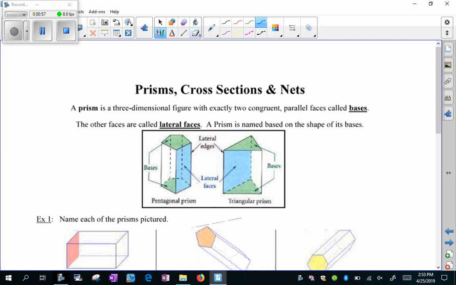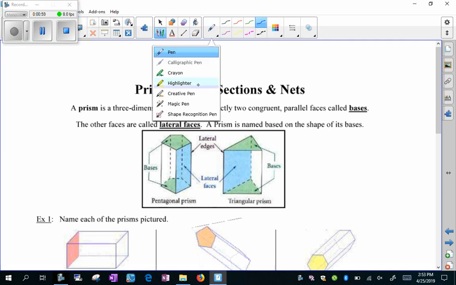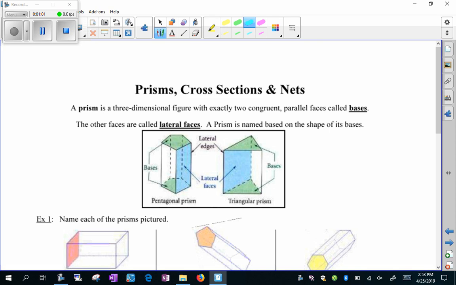So I'm going to start highlighting some key information there. First, a prism is 3D, solid. We know that from our past. It has two congruent parallel faces, we've discussed that quite a bit, that are called bases. That's important, because that's how we're going to name our prism, and that's in our second line. How we're going to name the prism is according to our base.